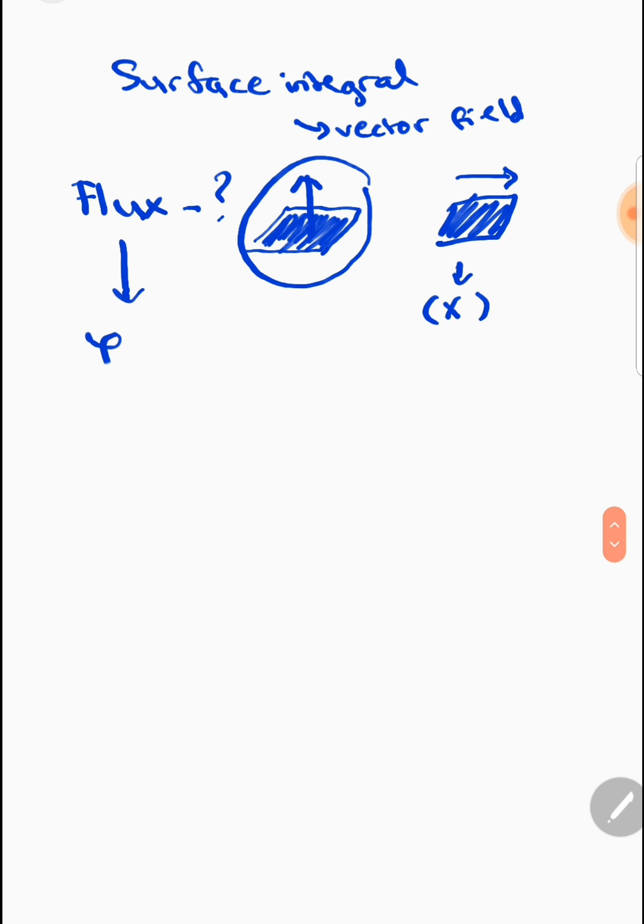So flux, denoted by this symbol here, is the surface integral of my vector field F dot n cap dS. You can see that you have a dot product with this normal component, and by definition it is the surface integral of the normal component of your field that passes through the surface.